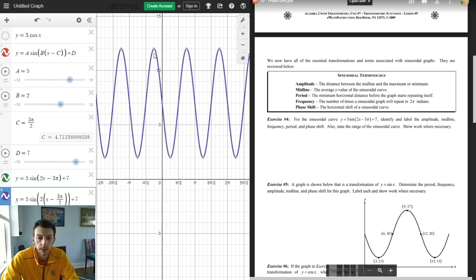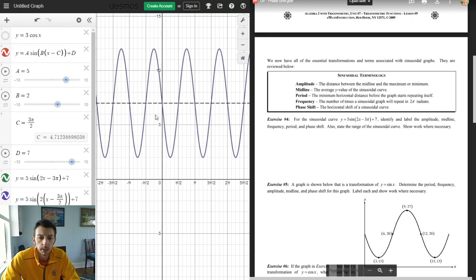The very middle of that is 7, and if you want to see the midline, you can just put in y equals 7, maybe even make it a dotted line, and you can see that. Now when you go from this midline of 7 up to your maximum of 12, that is your amplitude, and then same thing down to your minimum of 2, that is your amplitude. So in this case our amplitude is 5.